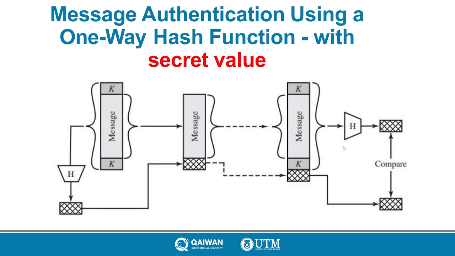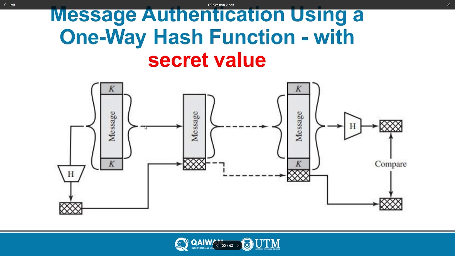Now, with a secret value, we will have our message with the key, and we will feed it to the hash function, and we will send this hash along with the message. Then the person will get it.